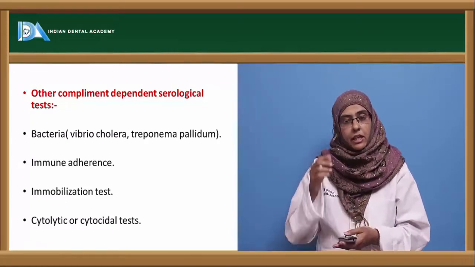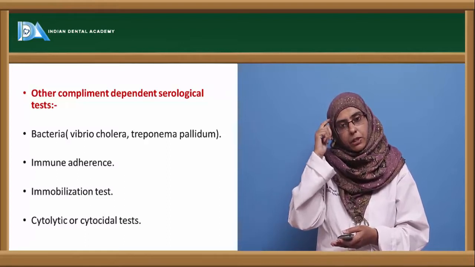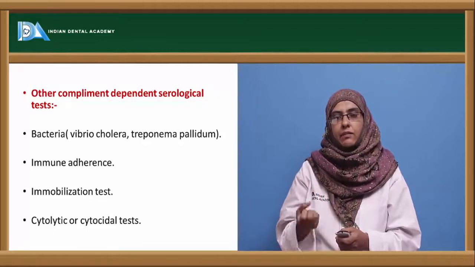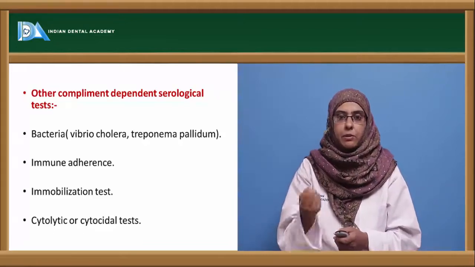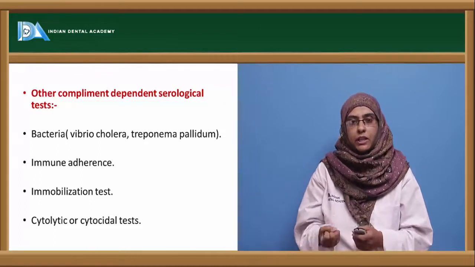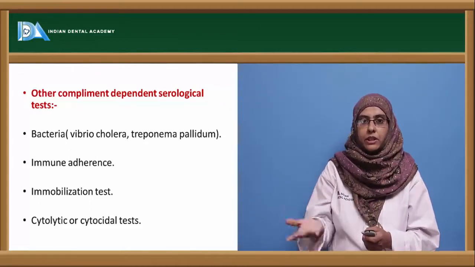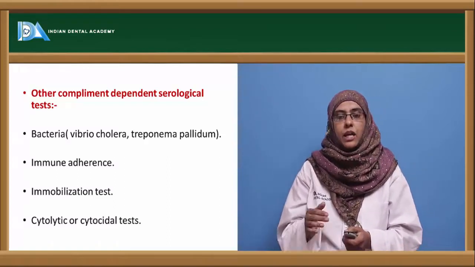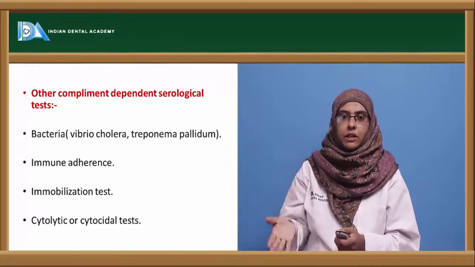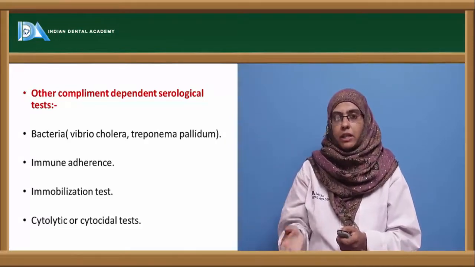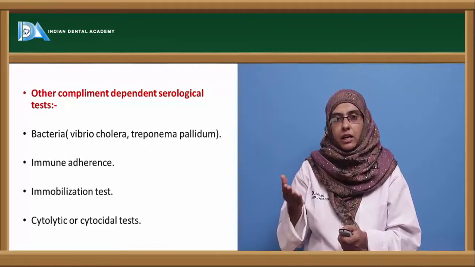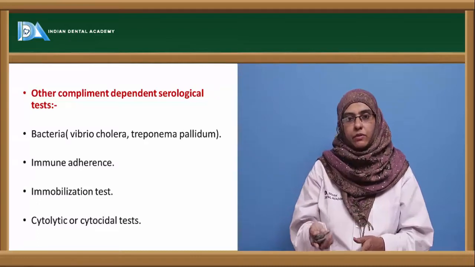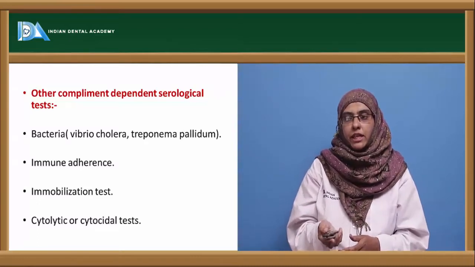and antibody. In the immobilization test, we take the active Treponema organism involved in syphilis, antigen, antibody and complement, and the antibody will immobilize the Treponema. So based upon the immobilization of the Treponema organism, we can identify the positive or the negative reaction. Next is the cytolytic or cytocidal test that is used to cause the lysis of the Vibrio cholerae, the vibrio that causes cholera. Here the antigen and antibody are mixed together, and the antibody along with the complement causes the lysis of the Vibrio, which is nothing but the cytolytic or cytocidal test.